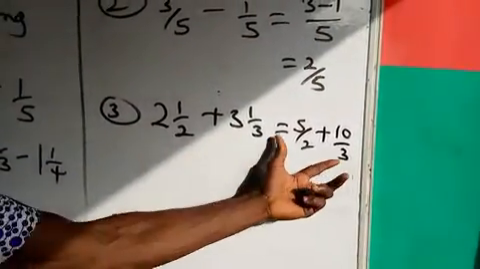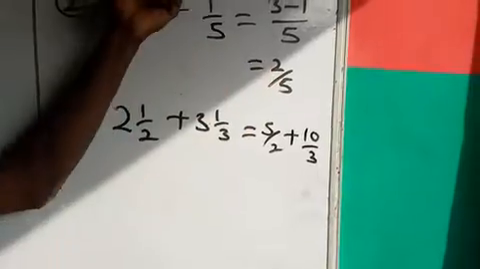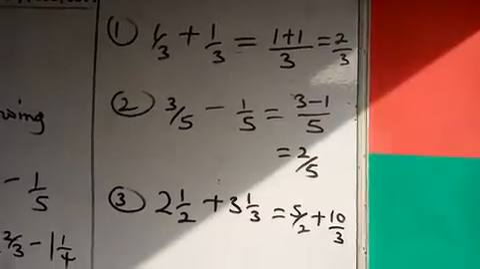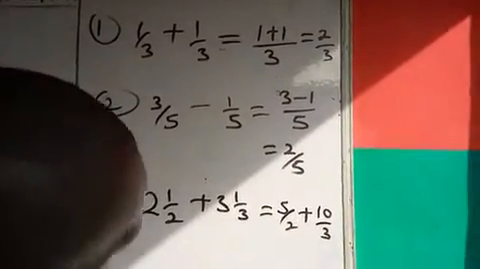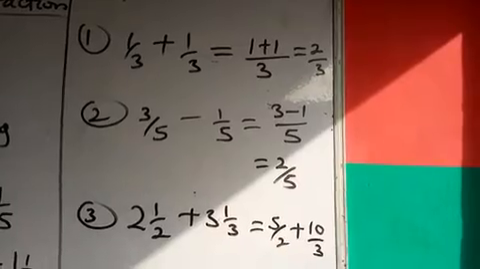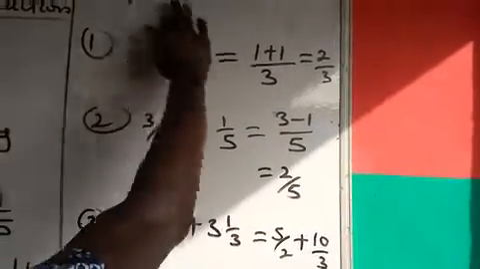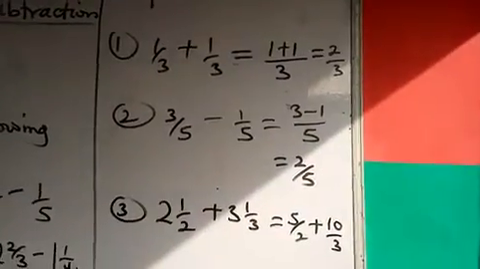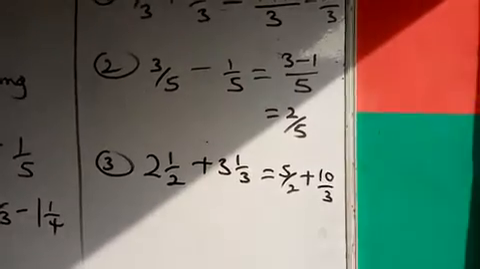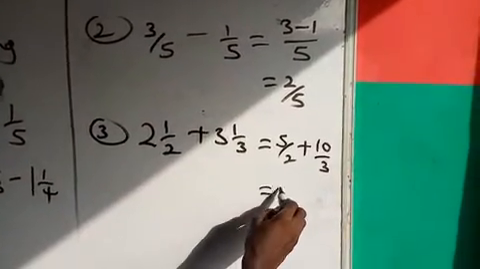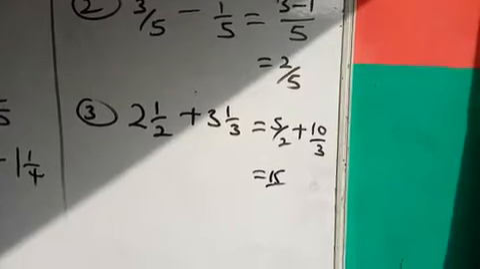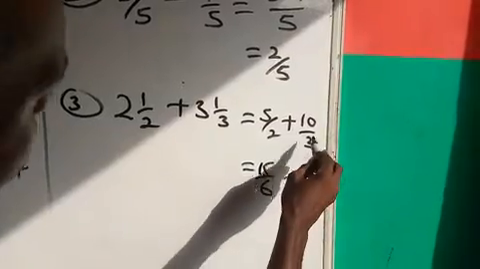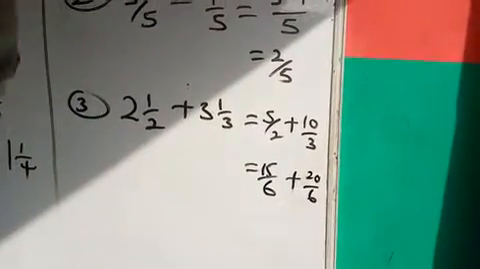Now you can see this one is not the same as this. The earlier ones had a like denominator, a common denominator, but here we do not have a common denominator. So what can we do to resolve this? We use equivalent fractions as we earlier said. Look for the equivalent fraction of 5/2. It's going to be 15/6. While the equivalent fraction of 10/3, I think it should be 20/6.